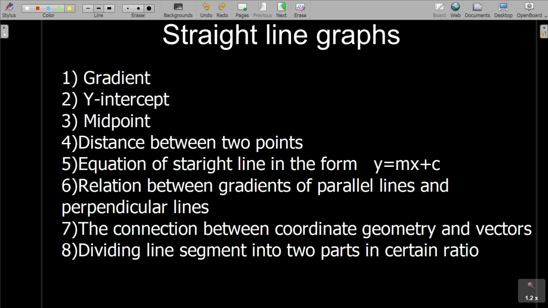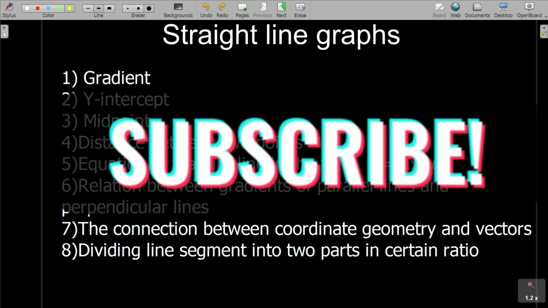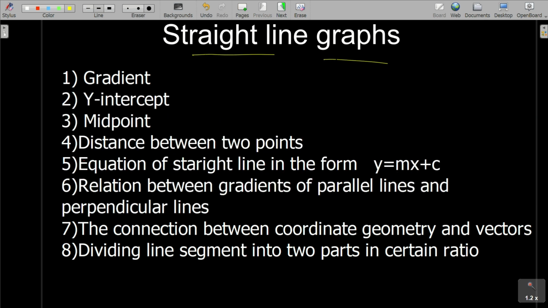Everyone, today I'm going to teach you about straight line graphs. And when we speak about straight line graphs, there are main concepts and main words you have to know about. The first one is gradient, and I will teach you how to get the gradient from a graph, or even if you have only 2 points.